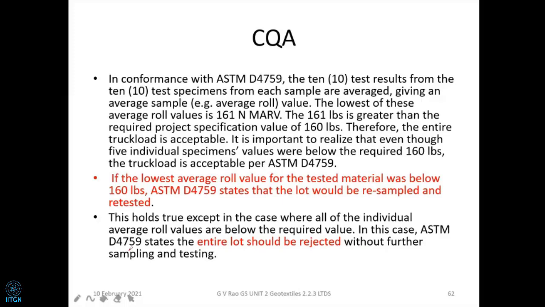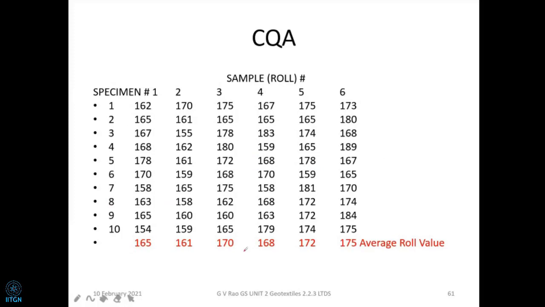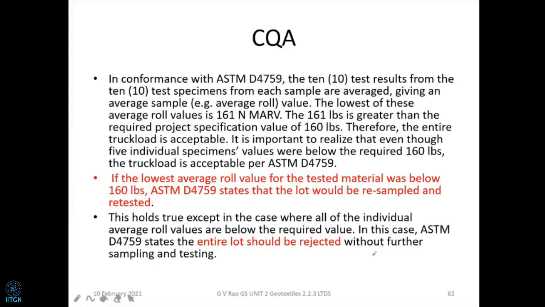Now the value which is required actually is 160. Okay, recommended value 160 in this case as a test. So this is higher, this is higher, this is higher, everything is higher now. So no problem at all. So this particular lot is acceptable now. Now what we find is that if the lowest average value for the test material was below 160 pounds, that means we'll go back now.